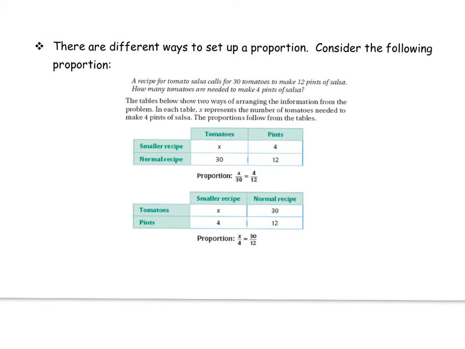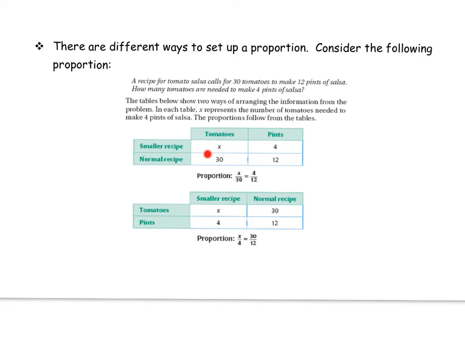Alright, so this is just a little chart that gives us a little bit of an idea about setting up proportions. So the question says, a recipe for tomato salsa calls for 30 tomatoes to make 12 pints of salsa. How many tomatoes are needed to make 4 pints? So there's two different ways to set up your equation, but you just need to be consistent.